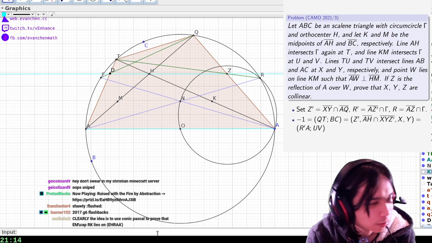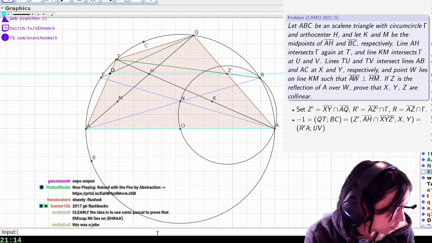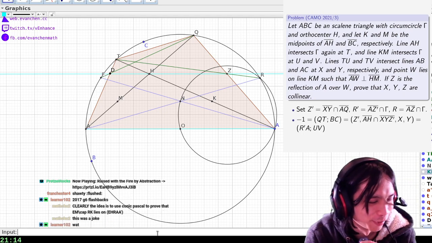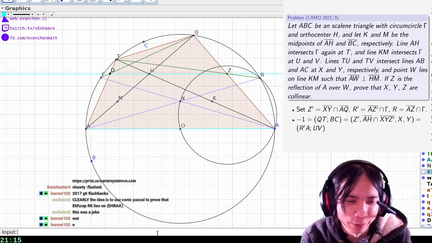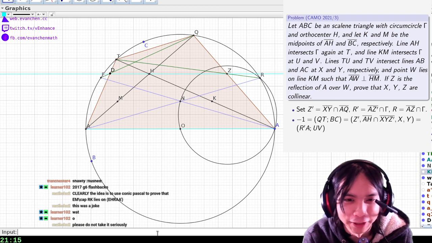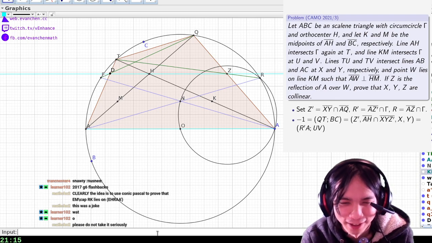EHRA A prime. Okay. For a moment I thought the parens were a circle and I'm like, that's not a bad idea. And then I looked at the diagram and I'm like, that's a terrible idea.